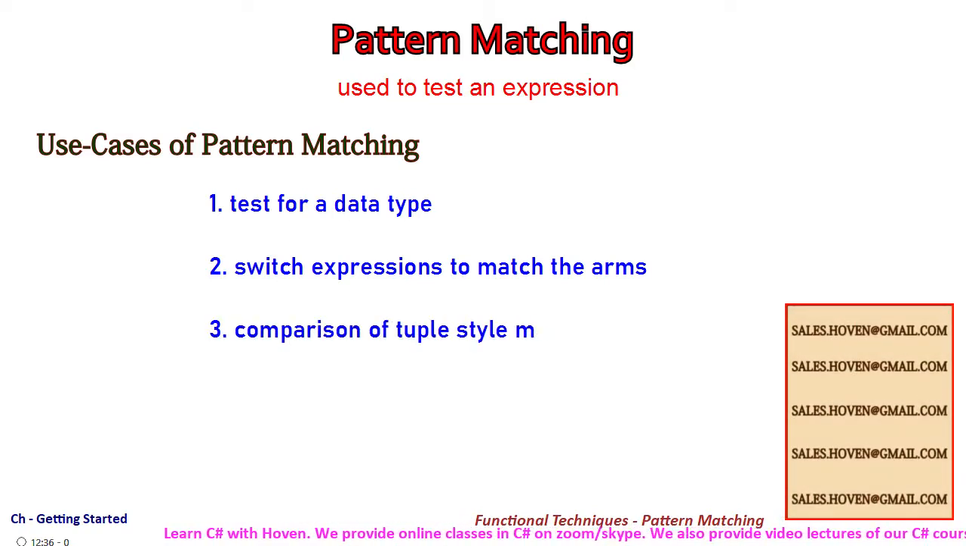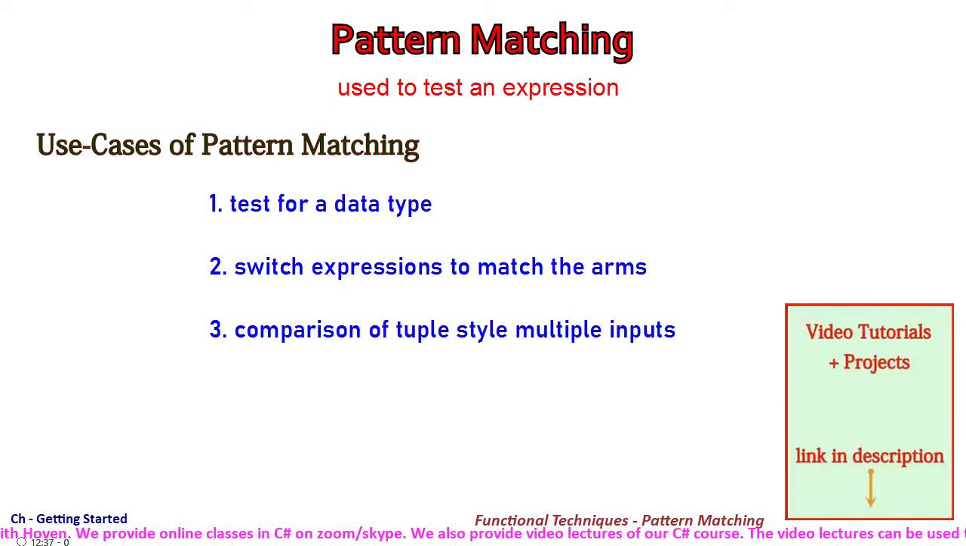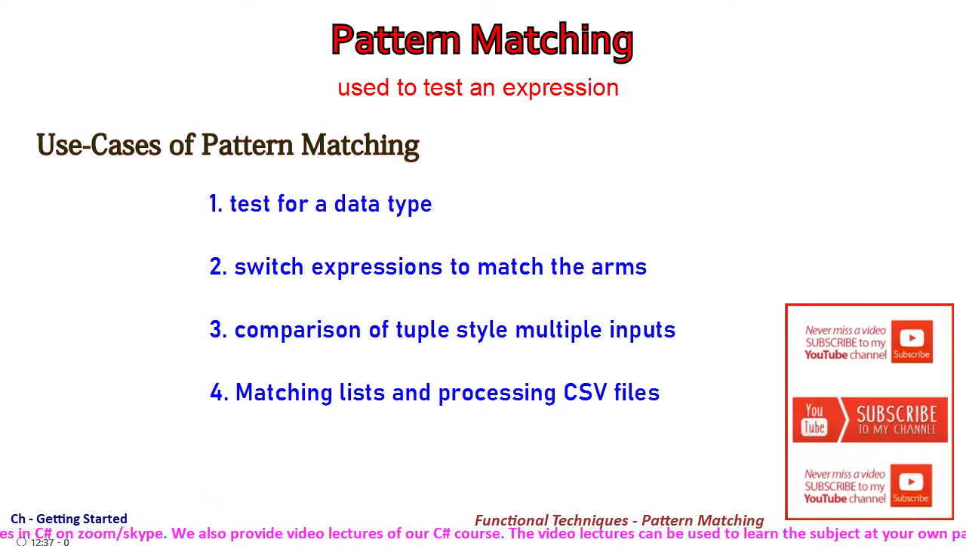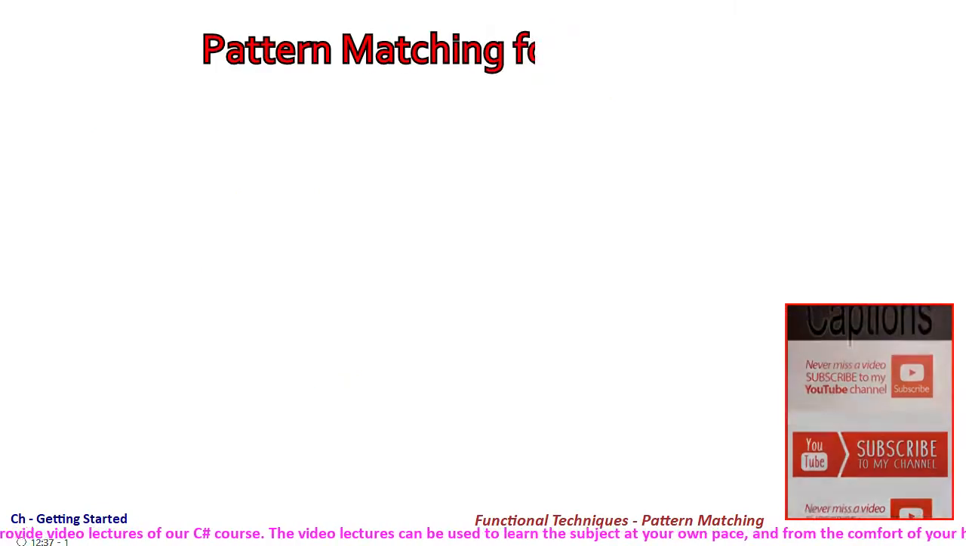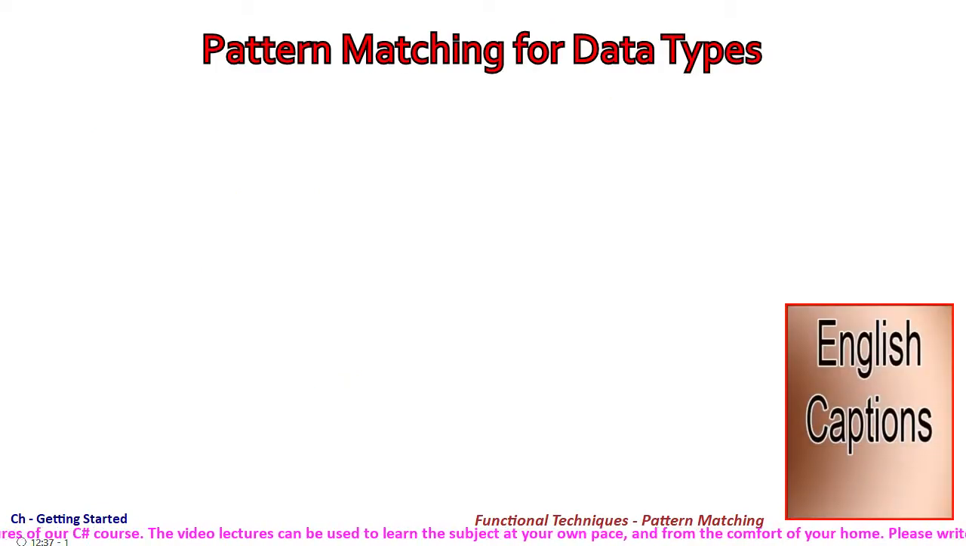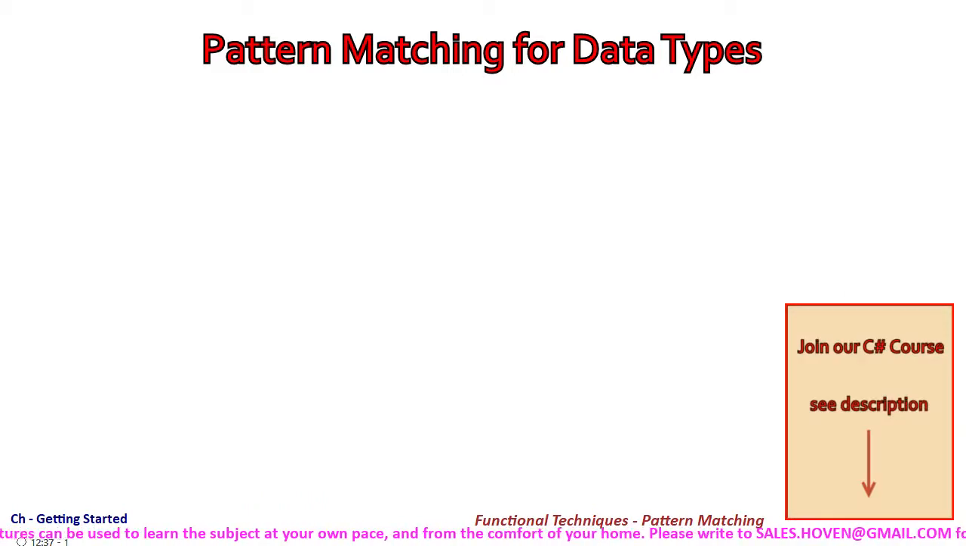Pattern matching is also used for comparison of multiple inputs passed as expressions of tuple types. Lists can also be matched if you are using C# 11 or later. So let's see pattern matching for data types. Pattern matching is very commonly used for testing if a variable is of certain data type.